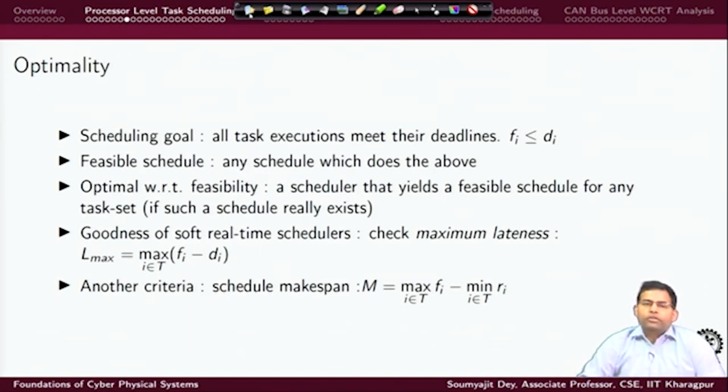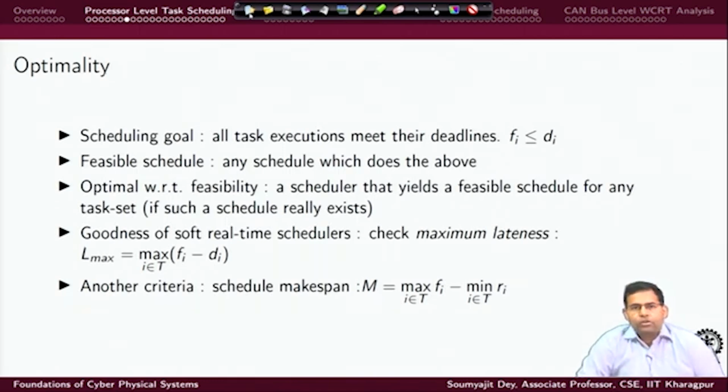What would be optimal with respect to time? It would simply be the scheduler which always gives me a schedule such that there exists no other scheduler which gives me another schedule with an overall time less than the one given by this scheduler. That would be something like optimal with respect to time.